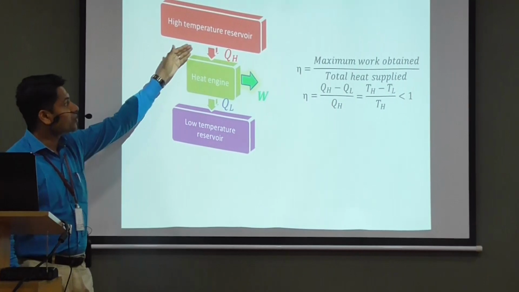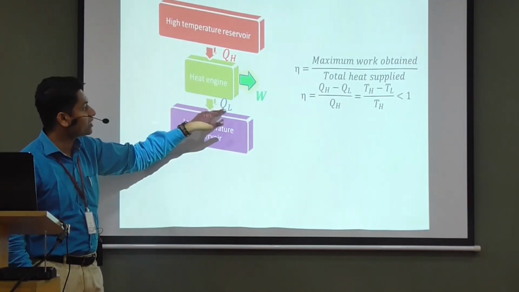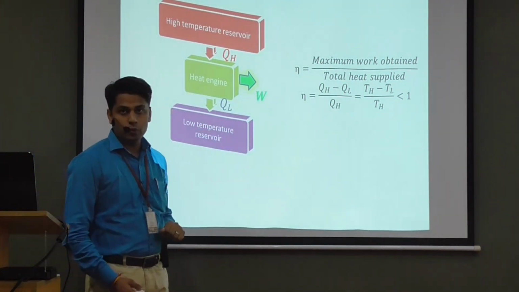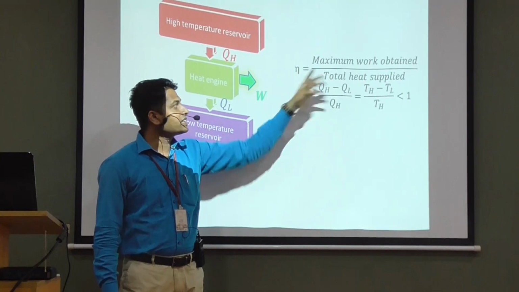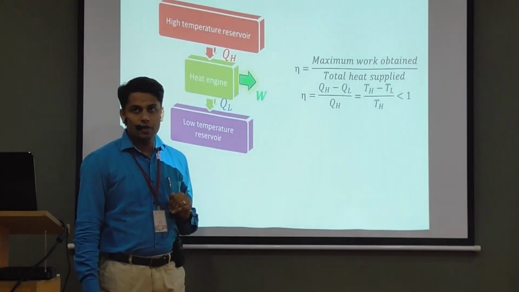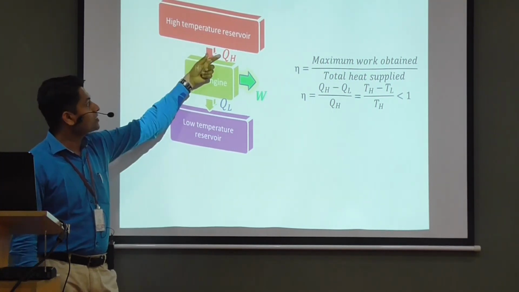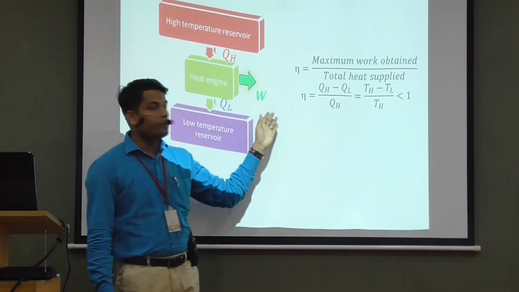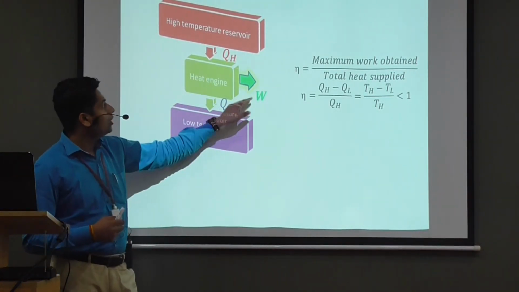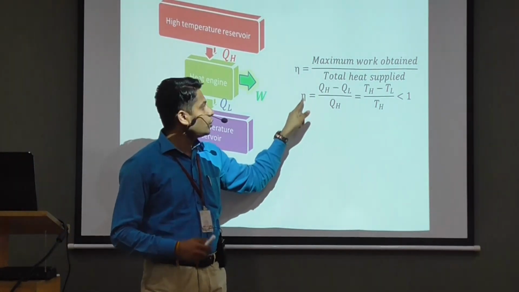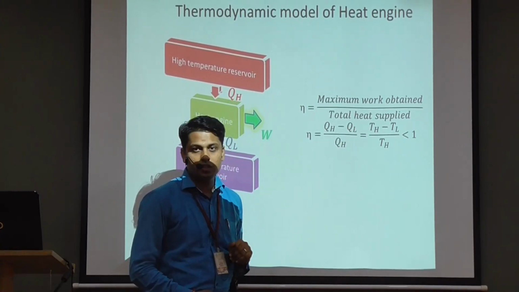As you can see, the heat is transferred from the high temperature reservoir to the heat engine, and a certain amount of heat is rejected to the low temperature reservoir, which is represented as QL, and the work output is represented as W. The equation for efficiency of a heat engine is given as eta equal to maximum work obtained divided by total heat supplied. So in this case, we can replace the maximum work and the heat supplied, as you can see from the diagram, QH is the amount of heat which is supplied to the heat engine. So the equation will be transformed into eta equal to net work, which is W, divided by QH. This W is the difference between QH and QL. So eta will be transformed into QH minus QL by QH, which can be replaced in terms of temperature as TH minus TL by TH, which is always less than 1.